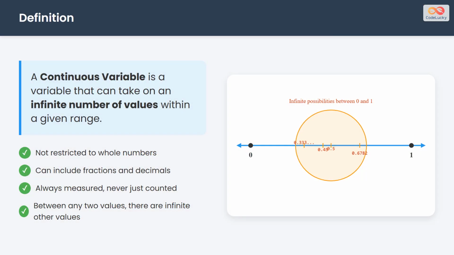Let's start with a definition. A continuous variable is a variable that can take on an infinite number of values within a given range. Unlike whole numbers, continuous variables are not restricted to integers. Between any two numbers, say 0 and 1, there are infinite possibilities, like 0.1, 0.01, and so on.